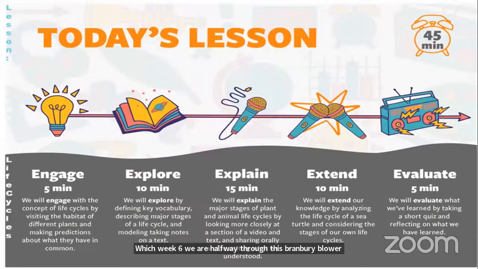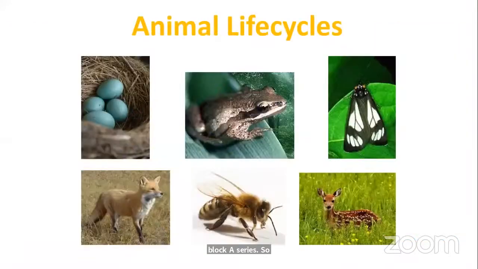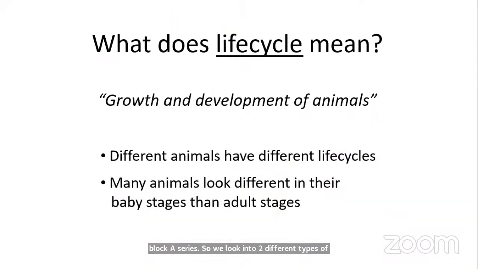So we will look into 2 different types of life cycle today, animals and plants. So what does life cycle actually mean? Well, life cycle actually means the growth and development of animals, plants, or even fungi. All right. Different animals have different life cycles. Many animals look different in their baby stage than adult stage. So life cycle in theory is a cycle to show how a living thing grows from something to another thing.